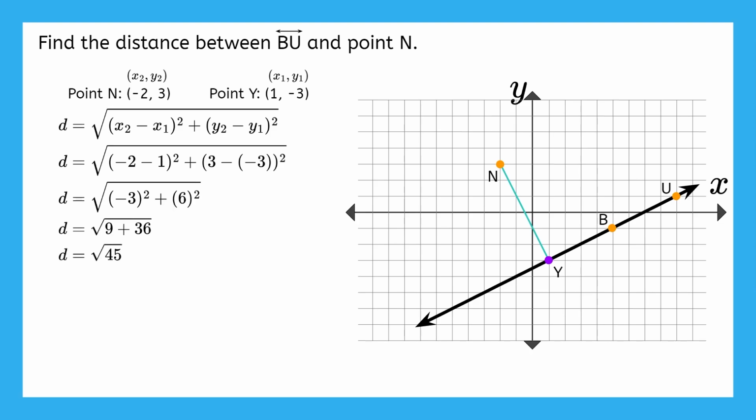Now that I have the distance, the square root of 45, I need to check to make sure that this is fully simplified. In this case, there's more that I can simplify, because 45 is 9 times 5. Since this is a measure of distance, I should include the label of units in my final answer.